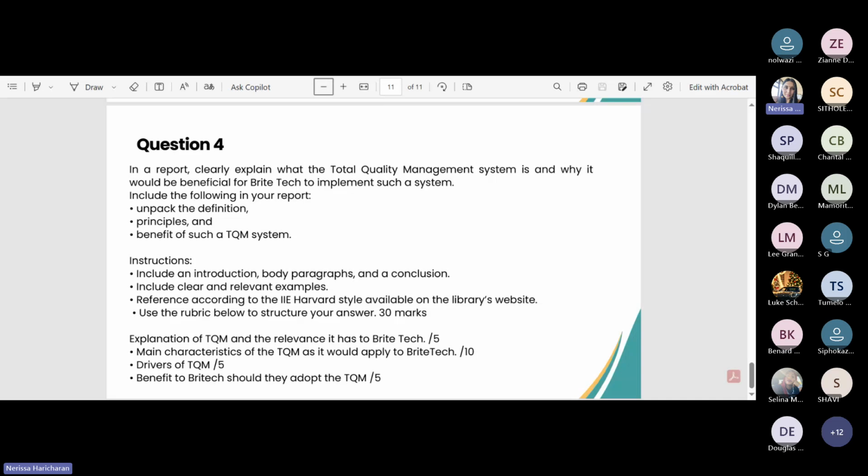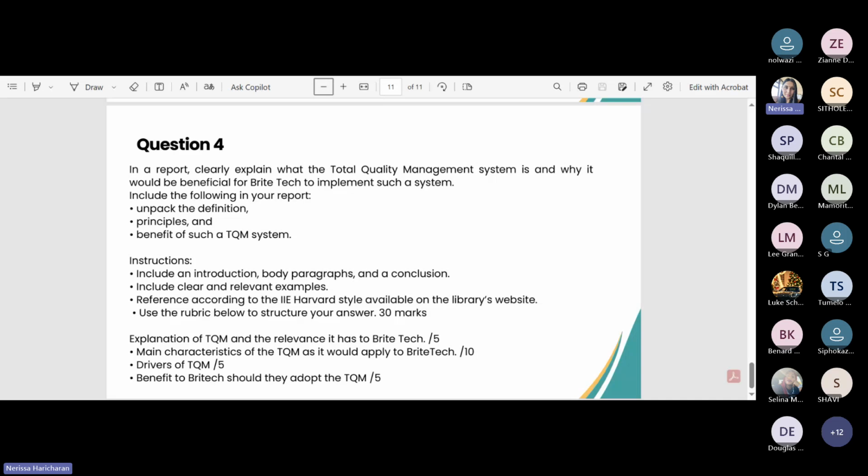So I would say here, probably look at having 2 to 3 drivers with the application to Brightech and how it's going to work if it's implemented at Brightech. And then the last one is we're going to speak about the benefit to Brightech and how they would adopt TQM. How is it going to help them, whether it's from a quality perspective so that they have full customer satisfaction to increase revenue, cash flow and profitability in their business. So those would be the benefits to Brightech specifically.